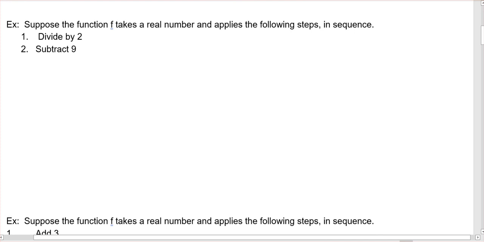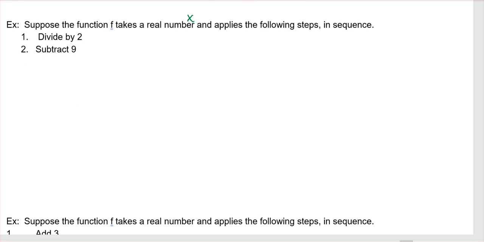So suppose function f takes a real number. We're going to call that real number x, and we're going to apply the following steps in sequence. So our function, and we're going to call it f of x. So this is number one. We want to take that number that we're getting, our input x, our real number, and divide that number by 2. So to write that, what would we write? x over 2, right? Because we would take our number x and divide by 2. Okay, great. So that's our first step.